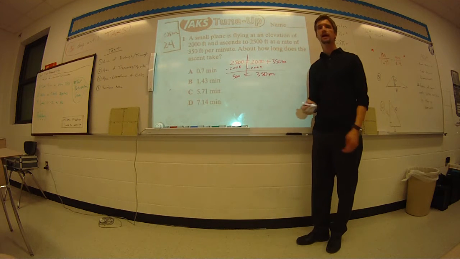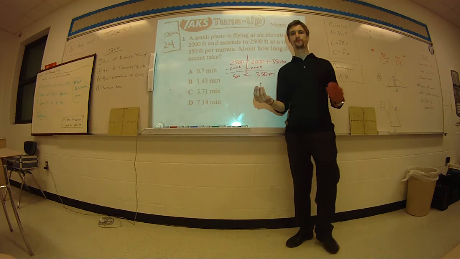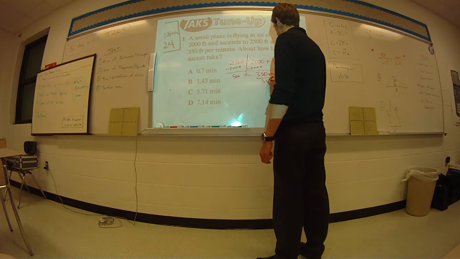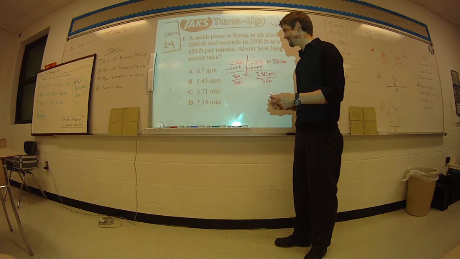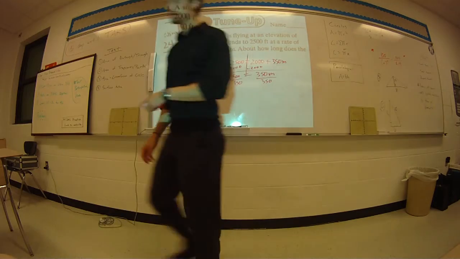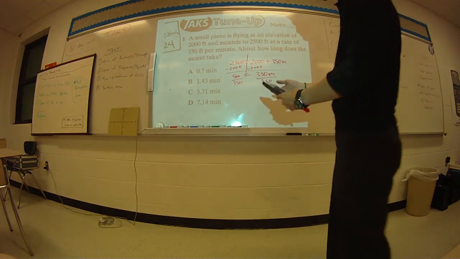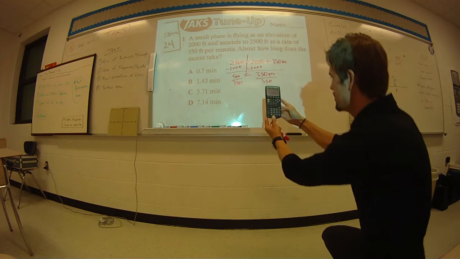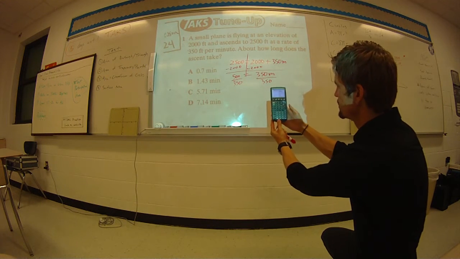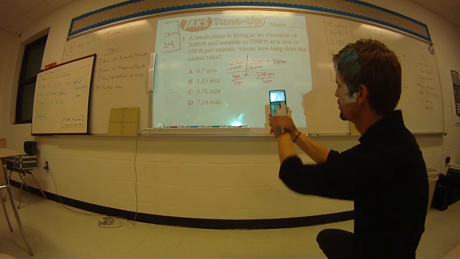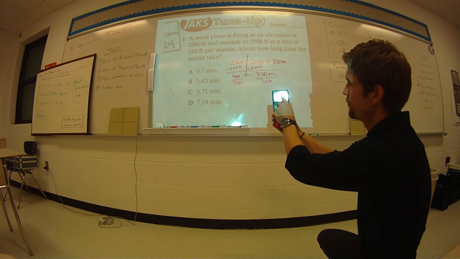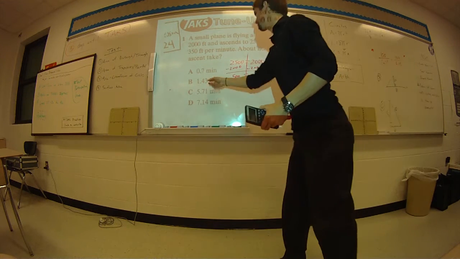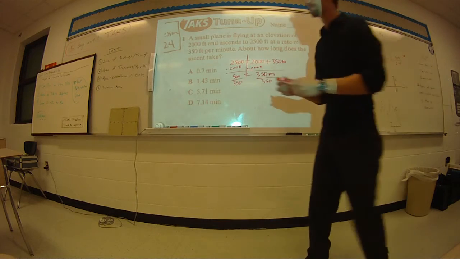Now, the next thing you're going to have to do is divide both sides by 350. So divide this side by 350. Divide this side by 350. Now, it's not going to come out to be an exact answer, so I'm going to use a calculator. All right? I'm going to take my calculator, and I'm going to do 500 divided by 350, which is going to give me 1.42. Because of this 8, this 2 rounds up to a 3. So that's going to be 1.43 minutes.